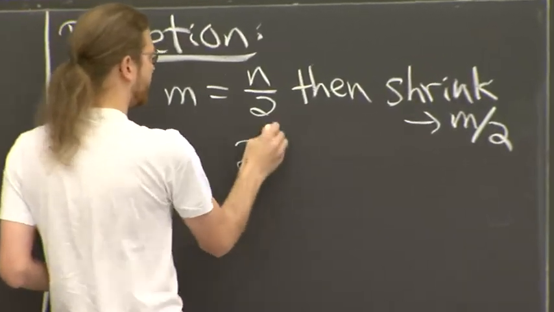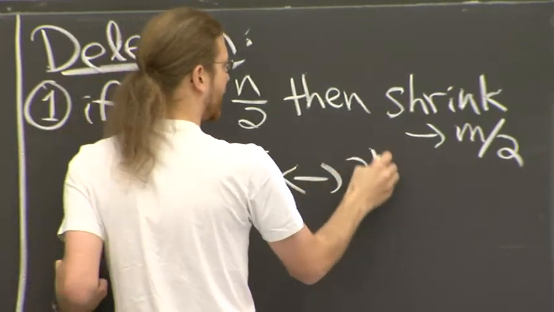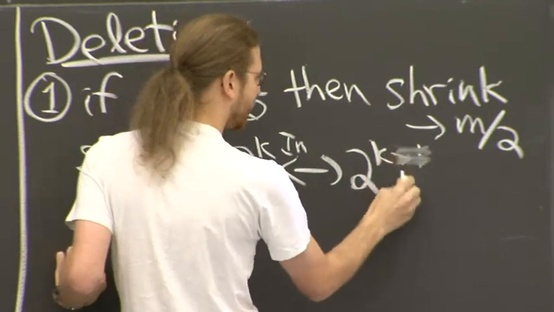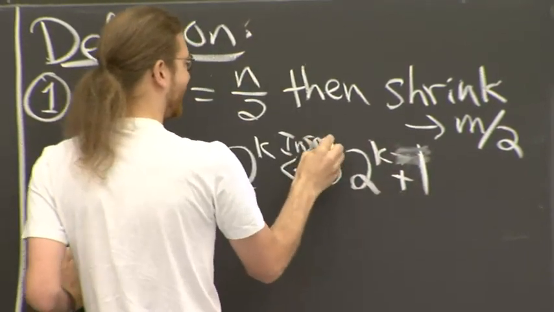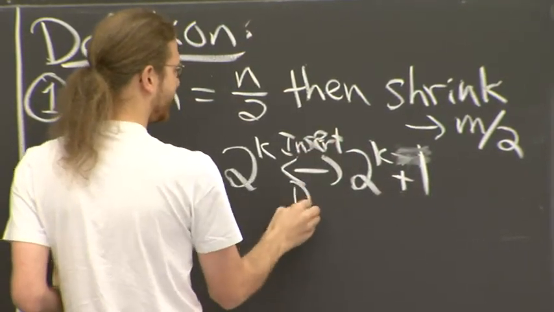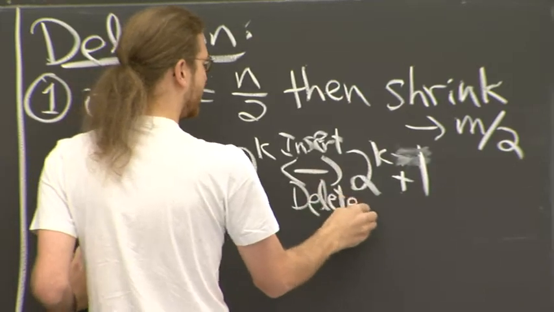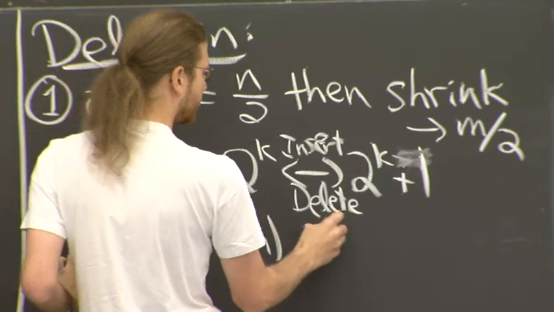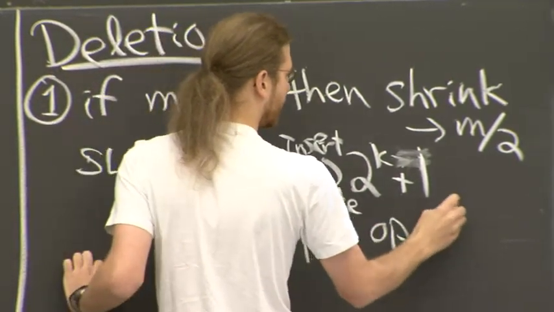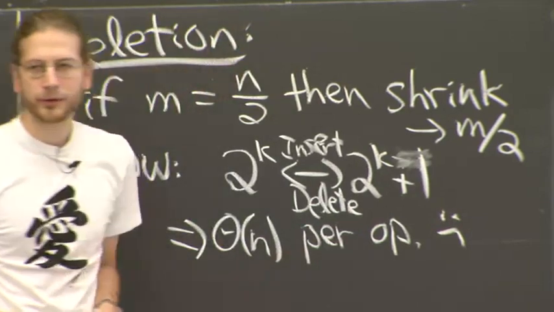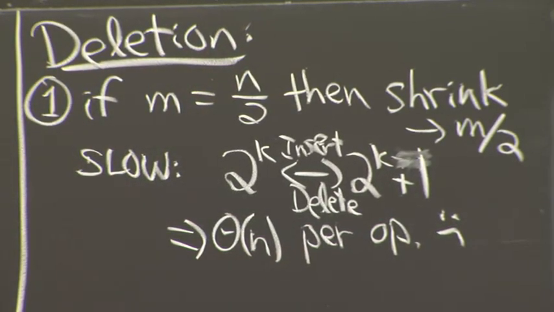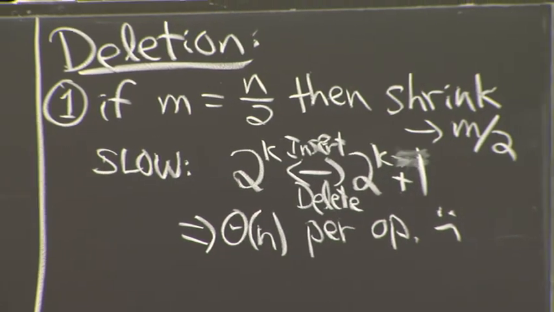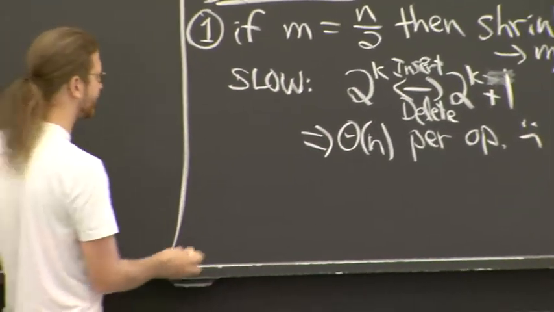If we go from 2 to the k to 2 to the k plus 1, we go this way by insert, to 2 to the k plus 1. Insert to go to the right, delete to go to the left. Then we'll get linear time per operation. That is bad. So how do we fix this? Yeah. Maybe m equals n over 3 or something? m equals n over 3. And yeah, you still leave it to shrink to m over 2.